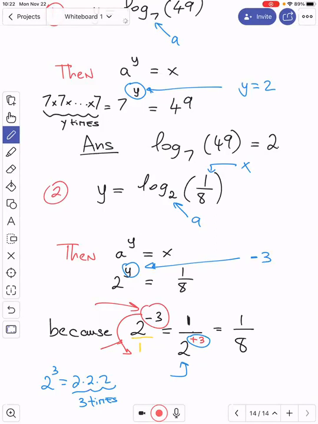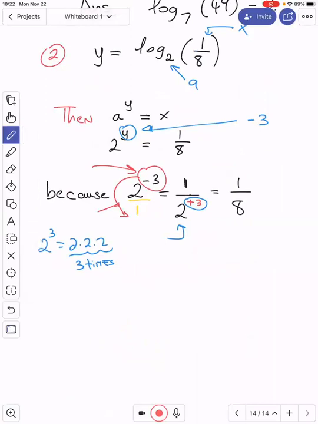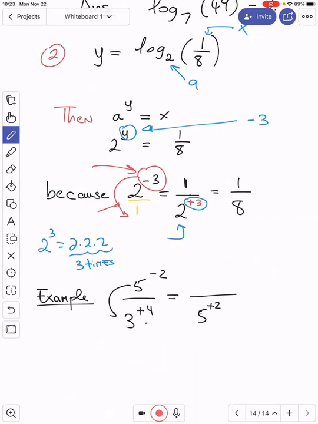Okay, so what I'm saying is, let me just give you another example. Let's say you have 5 to the power negative 2 over 3 to the power positive 4. If you flip this fraction, if you move this 5 to the bottom, that will be 5 to the power positive 2. And if you decide, for example, to move this 3 to the power 4 to the top, that will be 3 to the power negative 4. So whenever you move a power either to the top or to the bottom, you have to change the sign of the exponent.